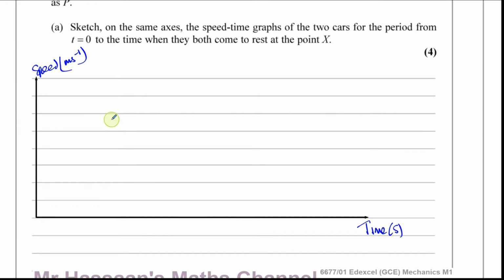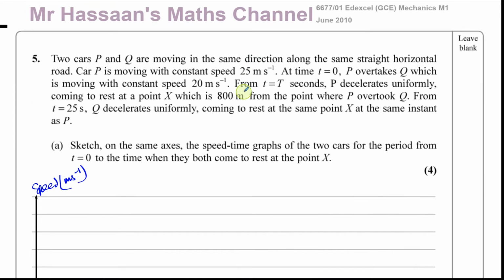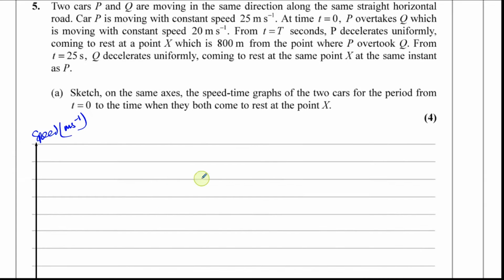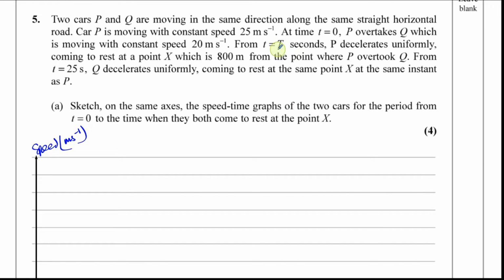At time equals 0, they're going to be in the same place, because it says that P overtakes Q at time equals 0. At that time, P is moving at 25 meters per second and Q is moving at 20 meters per second. So I'll just mark those: this is 25 and this is 20.